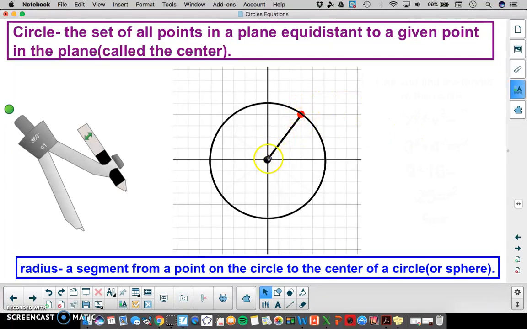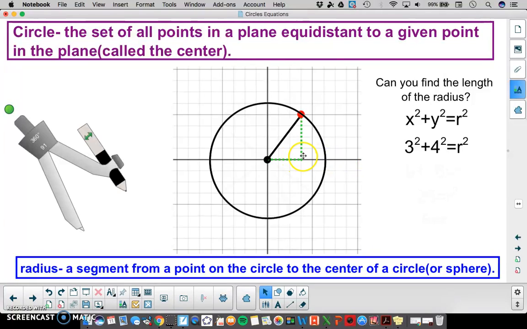Well, could we find the length of that radius? Well, sure, we could look at the vertical and horizontal distance to that point, and we could use Pythagorean theorem to find the length of that radius. So we'd have 3 squared plus 4 squared equals r squared. We'll let r equal the radius. So that's 9 plus 16 equals r squared. So 25 is r squared. Square root both sides, and so r is 5.